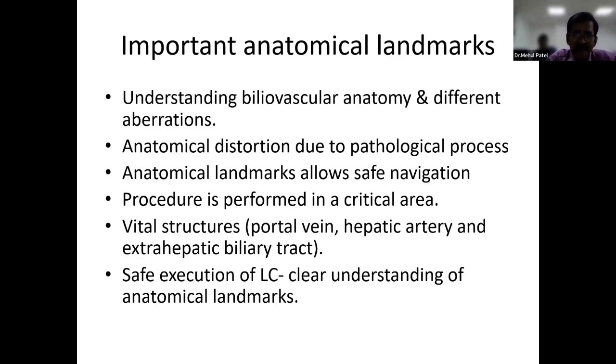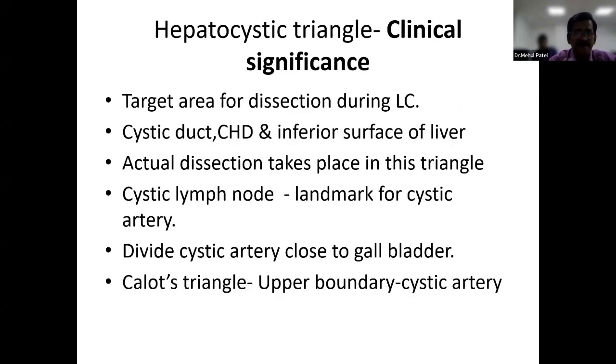And you have to keep in mind that this procedure is done in a very critical area where there are important structures like portal vein, hepatic artery, and hepatic biliary system. And if someone understands these anatomical landmarks and the variations, he can easily navigate for going through a safe lap cholecystectomy. Most important area in this region is described as hepatocystic triangle. And this is a target area for dissection during lap cholecystectomy.